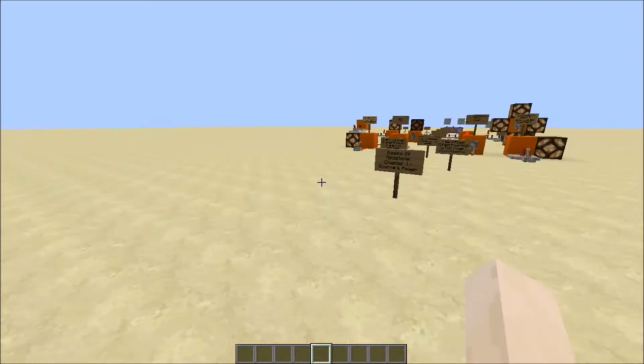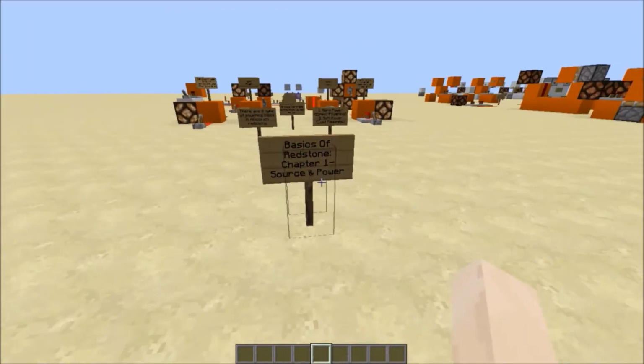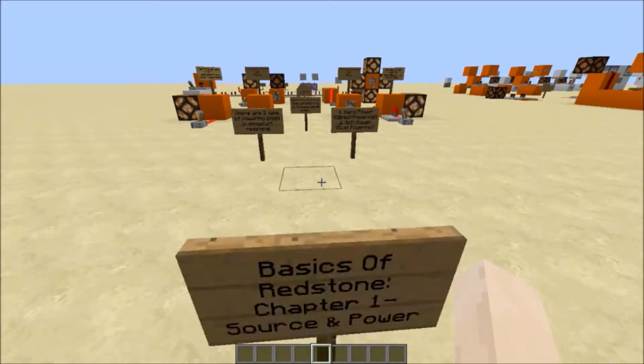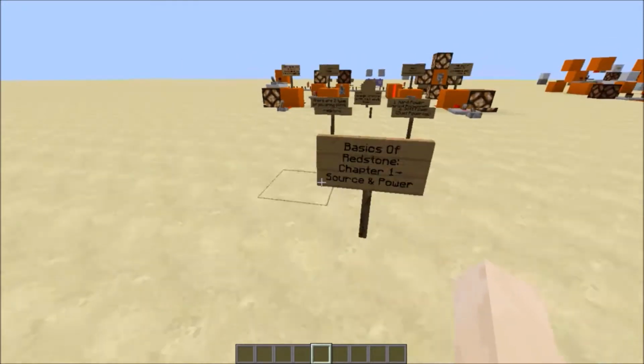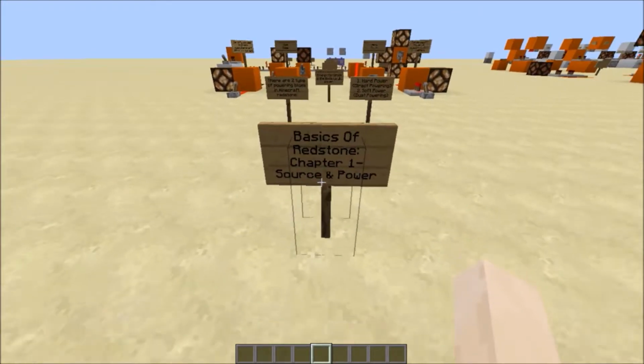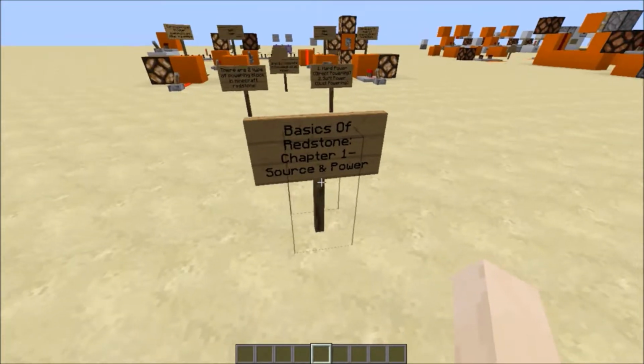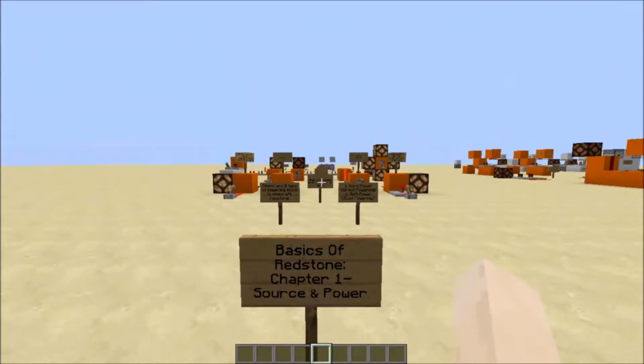Today's episode is all going to be about the basics of Redstone. This is a mini series in my Redstone mini series. This is going to be called Basics of Redstone, and today is Chapter 1, Source and Power.